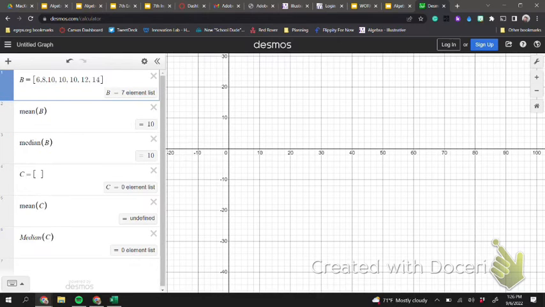14, right? Because those equal 20. 20 divided by 2 is 10. So I need some more numbers. Let's go with 18 here. What do I need to balance 18 out to keep my 10? 2, yep. And then I need at least one more.